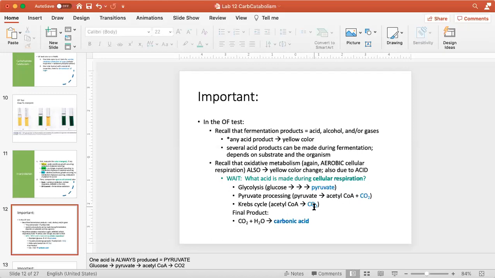In a living cell, carbon dioxide gas will combine with water. And guess what it makes? An acid. It makes something called carbonic acid. That's what's turning the tube yellow. If aerobic cellular respiration is going on, the tube's going to turn yellow because the glucose has been turned into carbonic acid at the end of all those reactions.